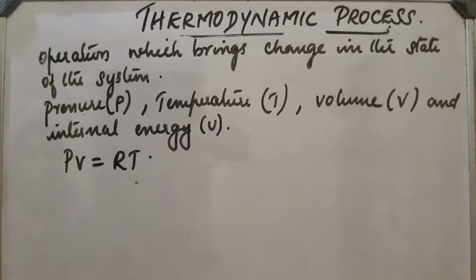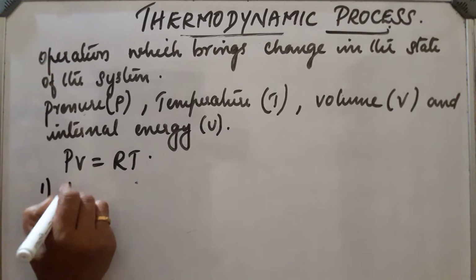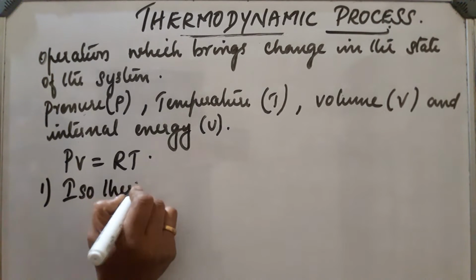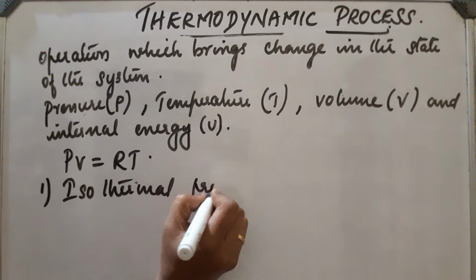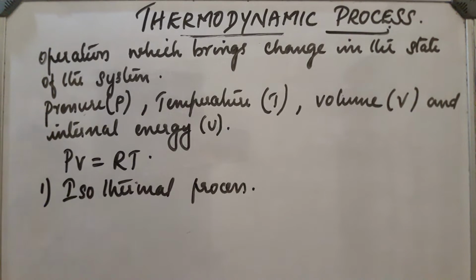Now, the state of the system can be changed by different processes. Let us discuss different processes. First one, isothermal process. What is an isothermal process? A process in which the temperature of the system remains constant during the change in the state of the system.